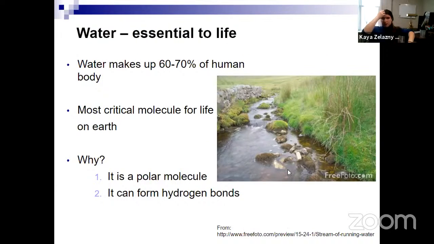All right. So water makes up most of a human body, like 70%. So it's a really critical molecule for life on Earth. It doesn't just make up humans, it makes up all sorts of organisms. It's the environment we're in. We all need to drink water, really important.